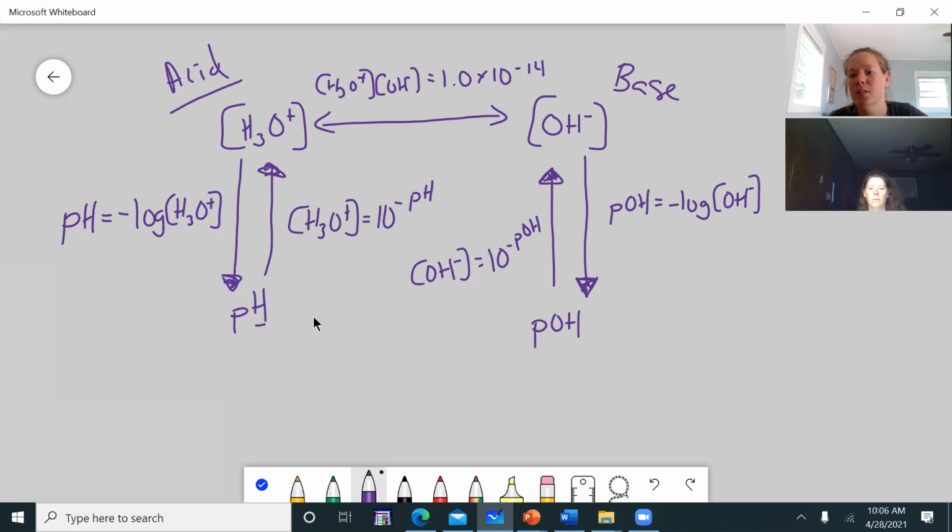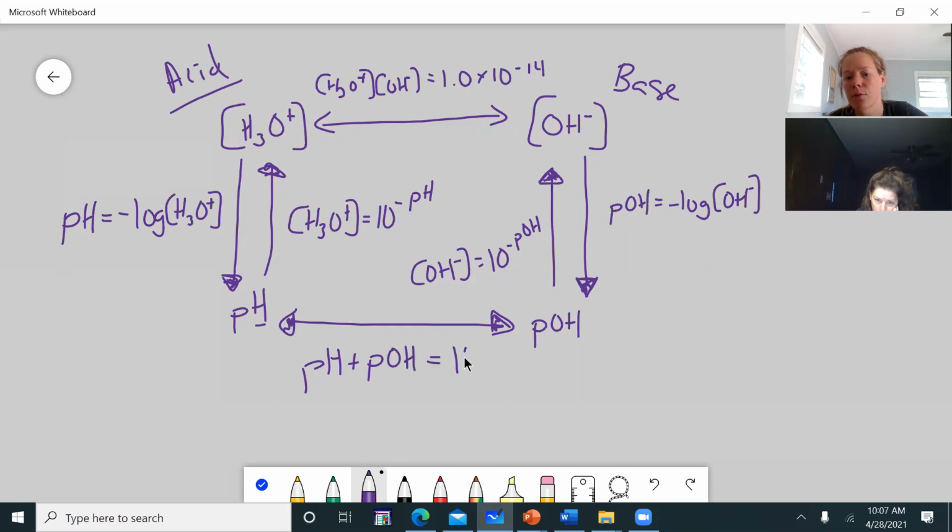And while we're at it, let's just complete the square. How do we get from pH to pOH? Well, that's like the simplest equation. pH plus pOH always equals 14. There's no way to crisscross, okay?